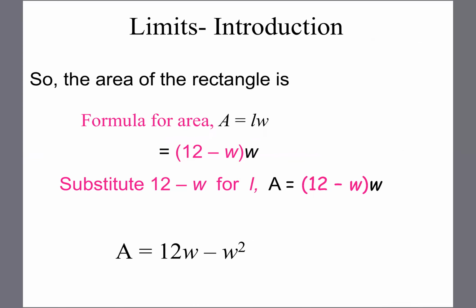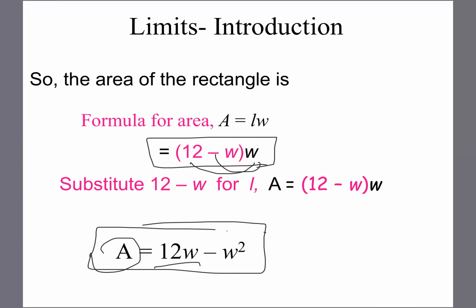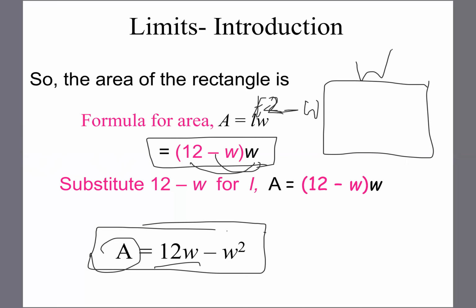We have taken this one, and then area is this one. Or we can simplify it by multiplying W: area equals 12W minus W squared. This is the formula for area if our rectangle is like this, with W here and 12 minus W. The area is these two sides multiplied.